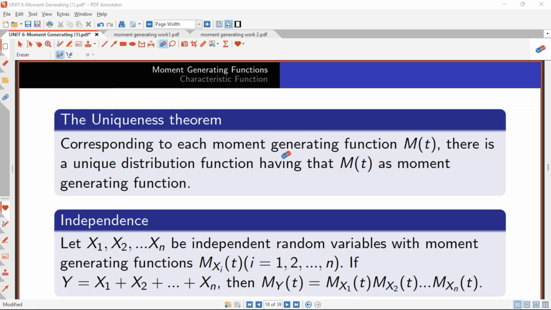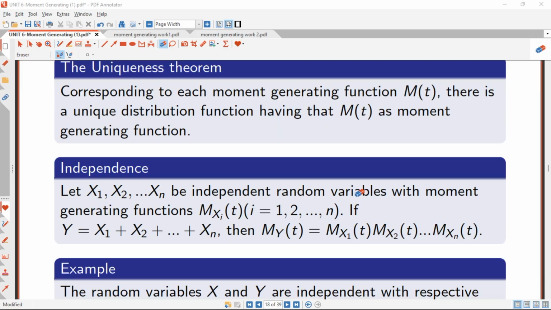Corresponding to each moment generating function, M of t, there is a unique distribution function having that M(t) as its moment generating function. So the theorem means that the moment generating function of a random variable is unique and completely determines the distribution of the random variable, right? And then independence also exists under moment generating functions, specifically the uniqueness theorem.